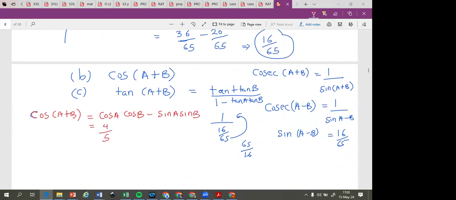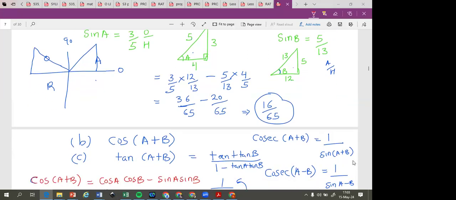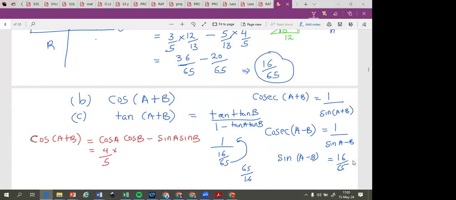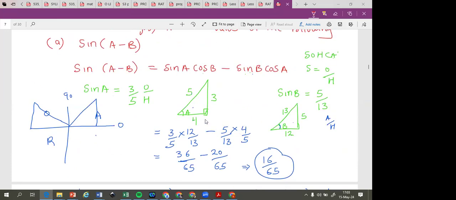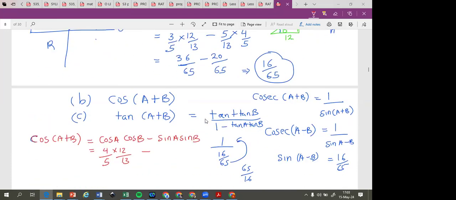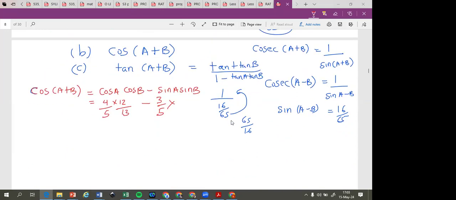Then you say, what is cos of B? Cos of B is adjacent out of hypotenuse, so it is 12 out of 13. So this is times 12 out of 13, minus sine of A. Sine of A is opposite out of hypotenuse, which is 3 out of 5, times sine of B. Sine of B is 5 out of 13.